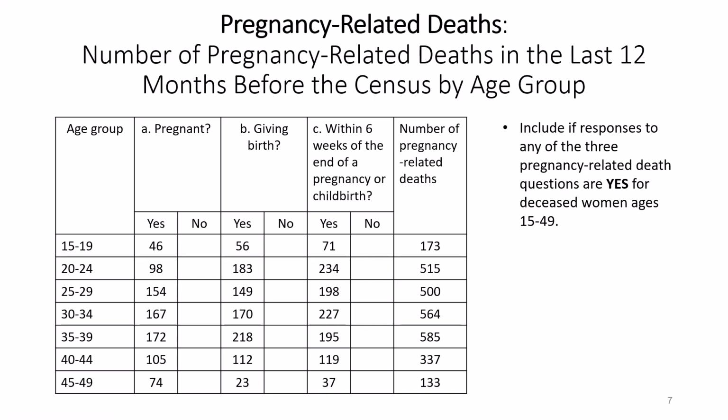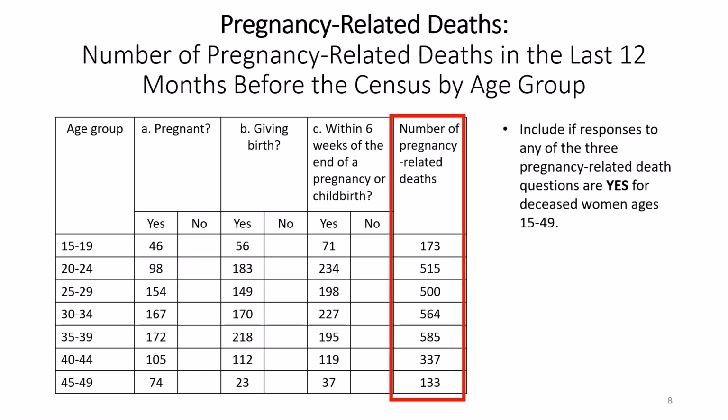Any deceased woman who died either while pregnant, giving birth, or within 6 weeks of the end of pregnancy or childbirth would be counted as a pregnancy-related death. A tabulation may look like this. What we need for our estimation is the number of pregnancy-related deaths by age, which we will use in the Census PRM workbook to calculate the pregnancy-related mortality ratio.